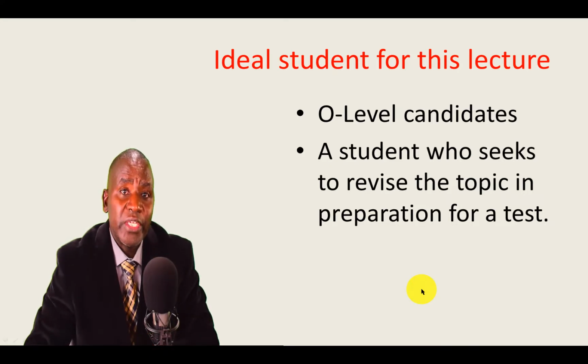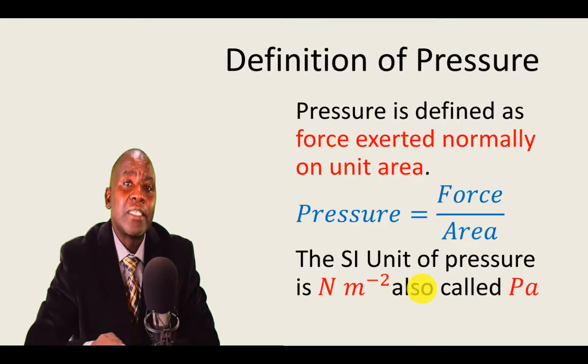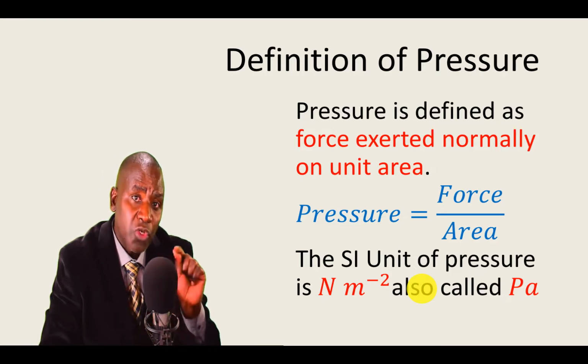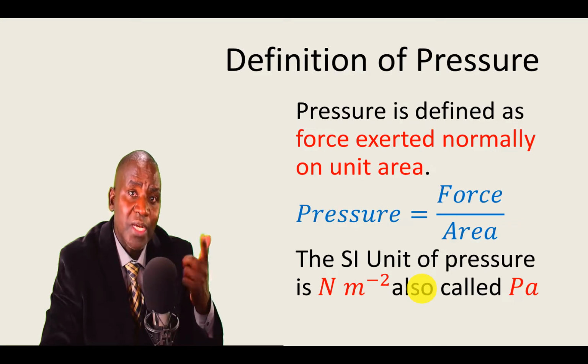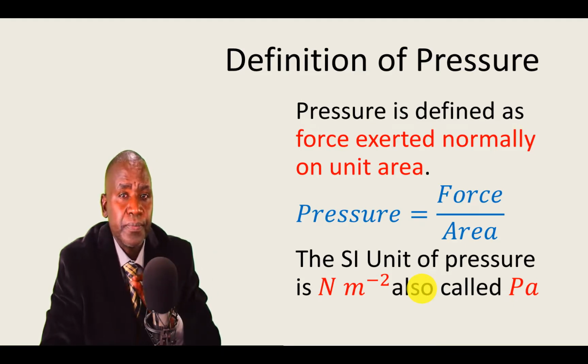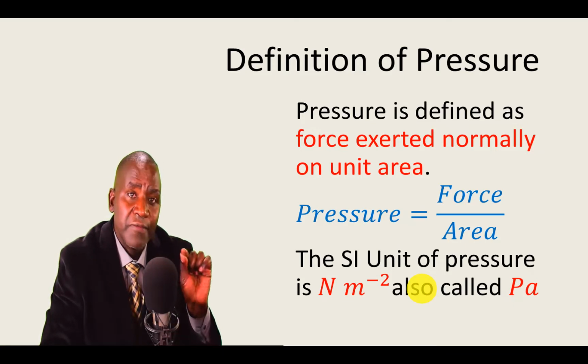Now let's go straight to the definition of pressure and its SI unit. Pressure is defined as force exerted normally on unit area. At this point, I want to state that pressure is a derived physical quantity. It is obtained from two other physical quantities which we have covered, which is force and area. So when you divide the force by the area, you get this physical quantity which we call pressure. So it is a derived physical quantity.